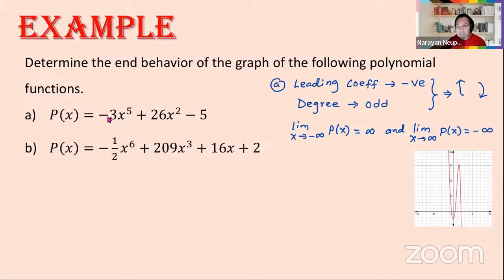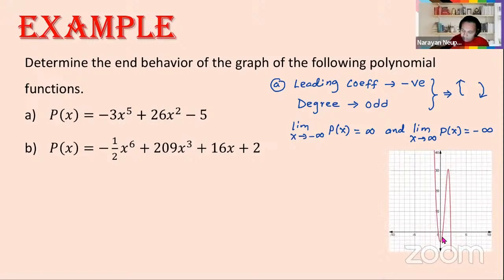Okay, and because it is negative, the left end goes up. If the leading coefficient was positive, the left end will go down. So that is something you need to remember in order to describe the end behavior. So always you can sketch the graph quickly and then try to verify. So this one is the graph for part A.